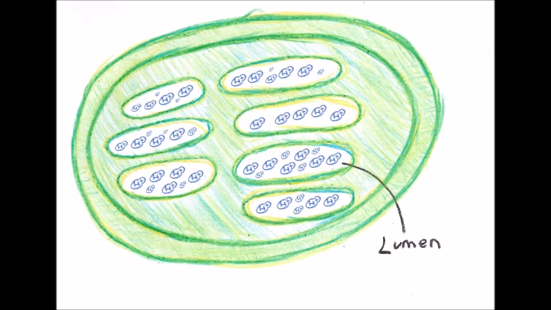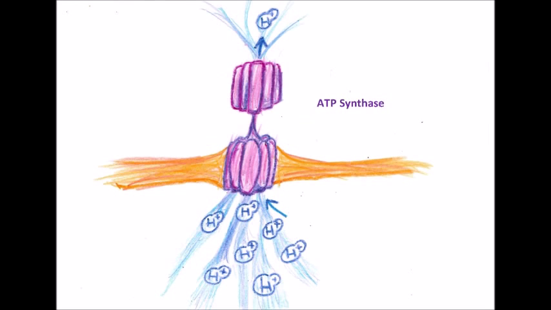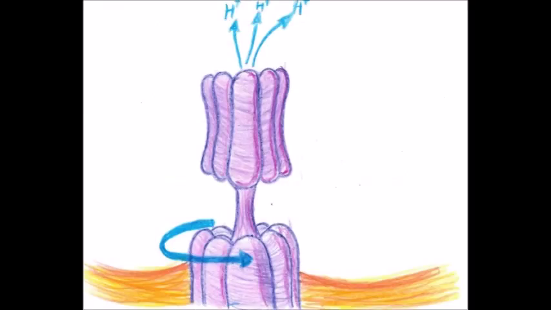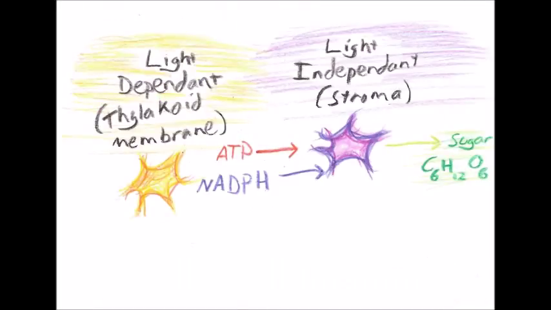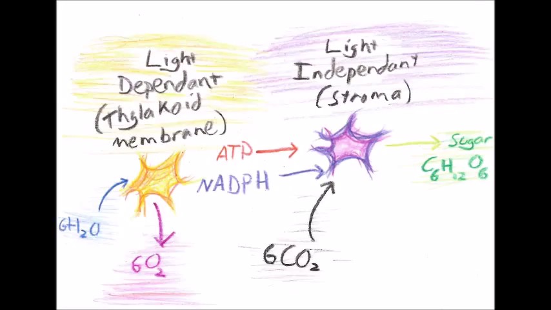And all this time, hydrogen ions have been escaping from the lumen through ATP synthase channels, which uses the energy of this flow to synthesize ATP, which is also crucial for the light-independent stage. In the next video, we'll find out how carbon dioxide is used to make sugars in the light-independent stage.